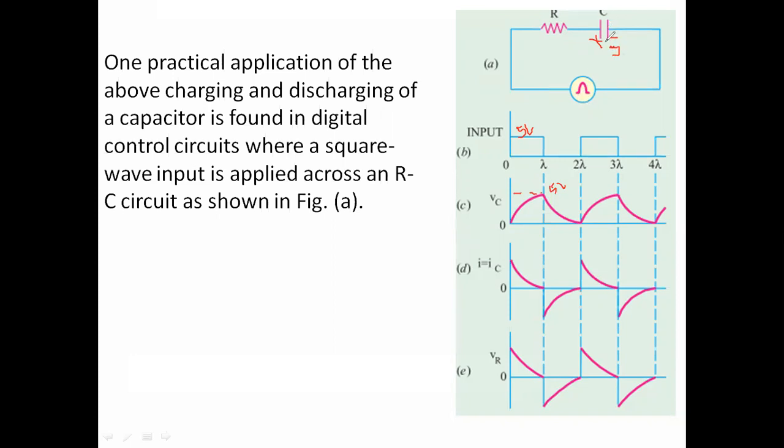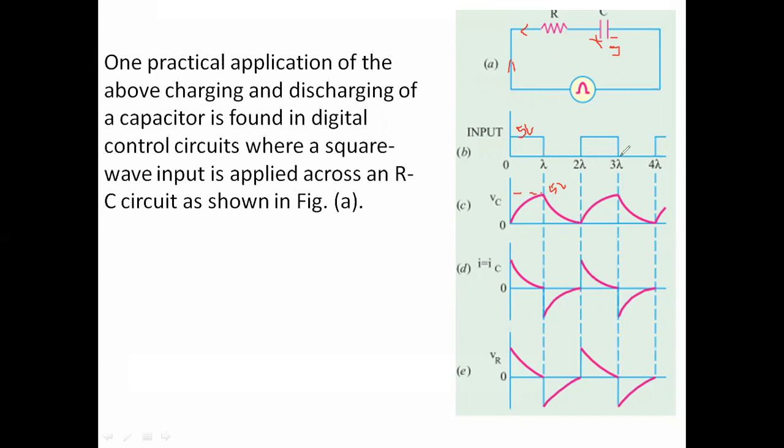Then what happens? The capacitor will discharge in the reverse direction. While in the positive direction, that is the charging direction, this is the positive way. When the capacitor discharges, it will discharge in the opposite direction to the charging current. It will discharge until the second pulse starts.